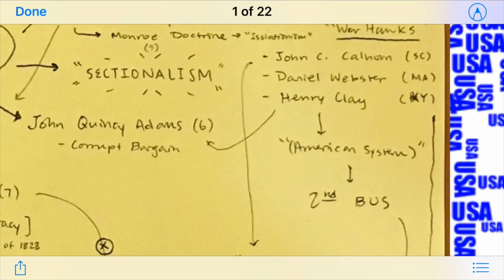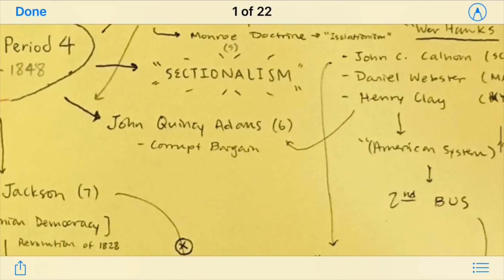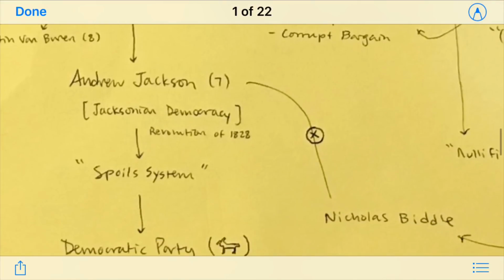But back to Jackson. Jackson was the 7th president and helped to start Jacksonian democracy in the Revolution of 1828, where more white males than ever were able to vote. Participation rates were like 80%. No longer did men have to own land, but other minority groups like African Americans and women still couldn't vote.